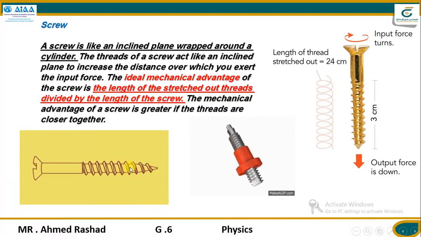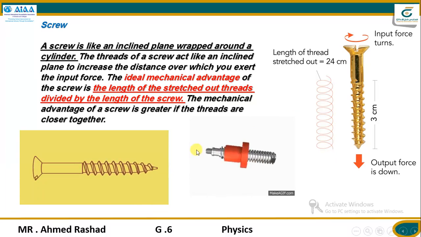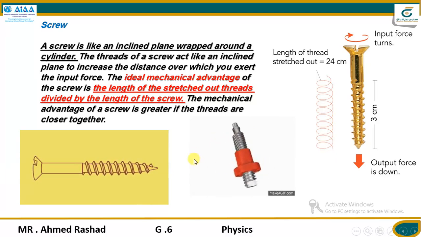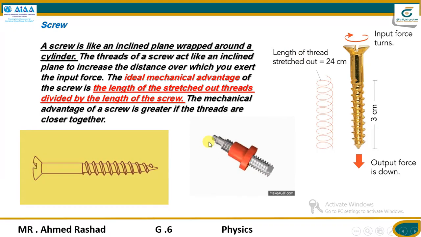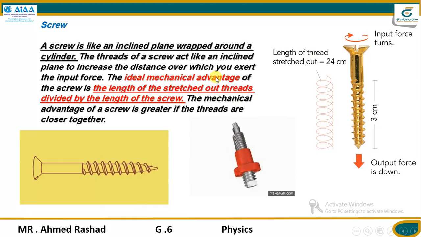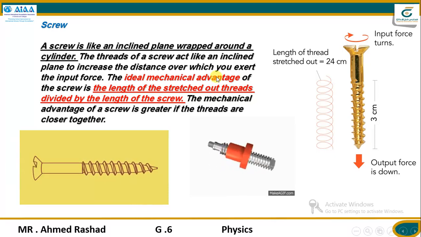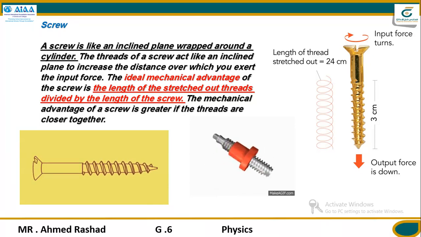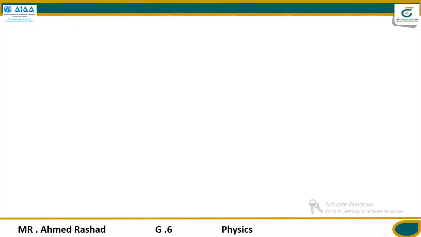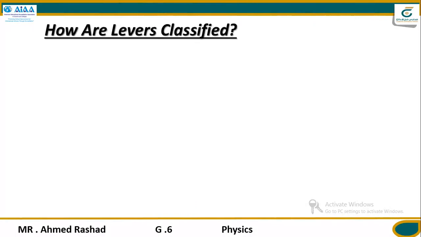And we can see here how the screw works. A screw has a length and has a length of threads. Now all of you understand the three examples in the inclined plane family: the inclined plane, the wedge, and the screw. Now we can go to the next point, and this is the end of this lesson. How are levers classified?